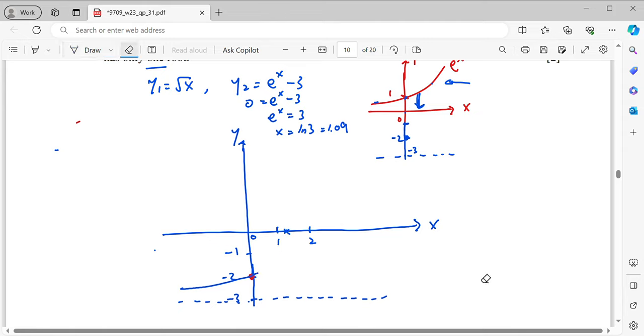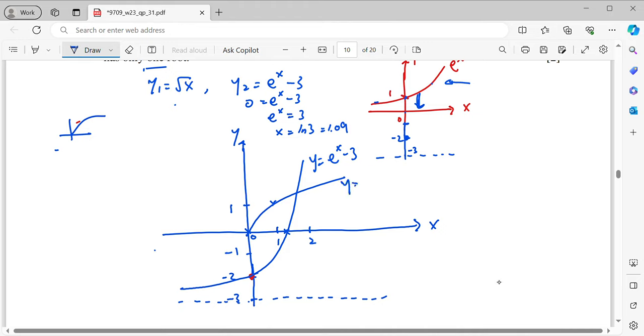So, this is my y equals e^x minus 3. Another one is square root x. Where x is 0, you get 0. Where x is 1, y is 1. Then now you can just sketch. The graph is in this shape. Then from here, I will label y equals square root x.